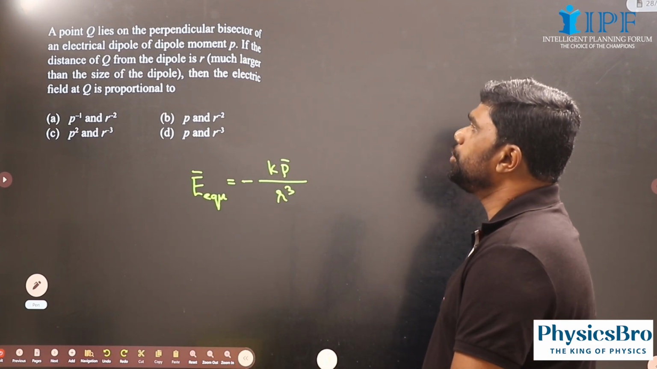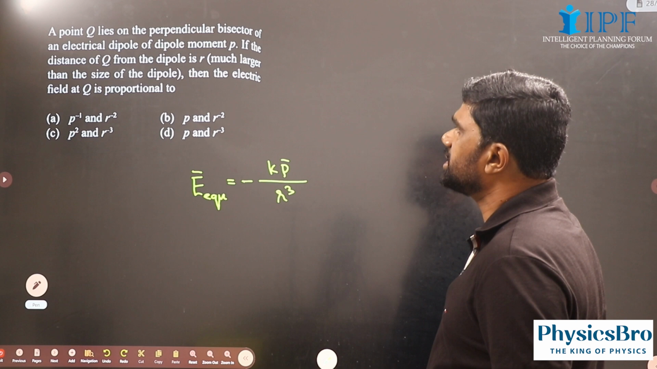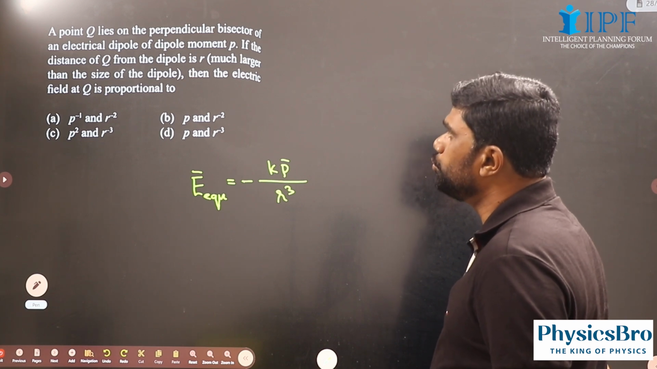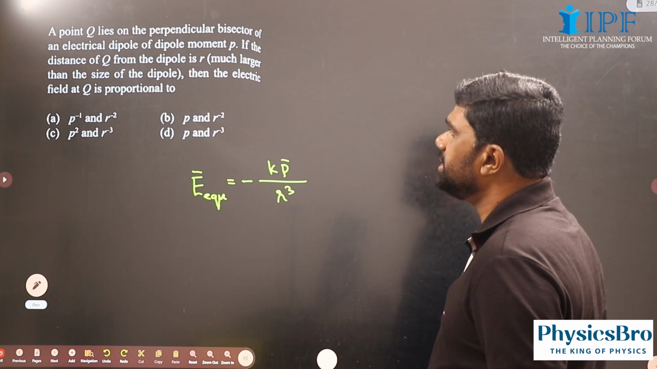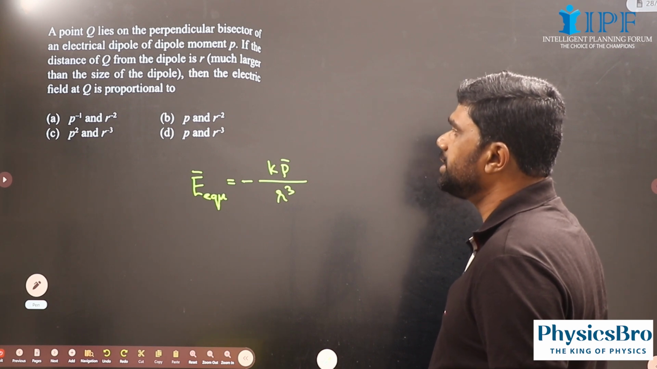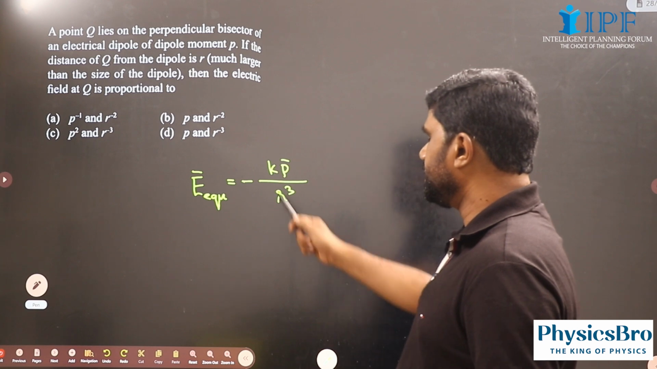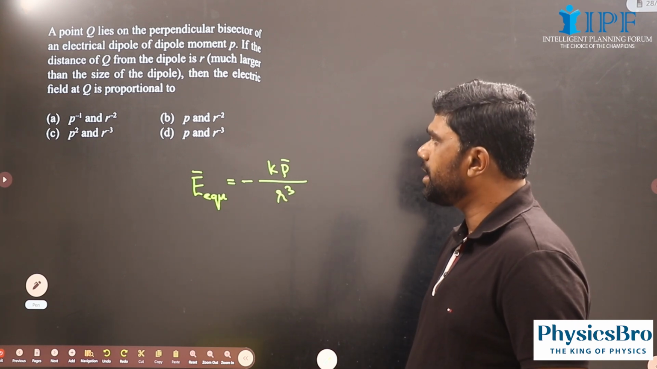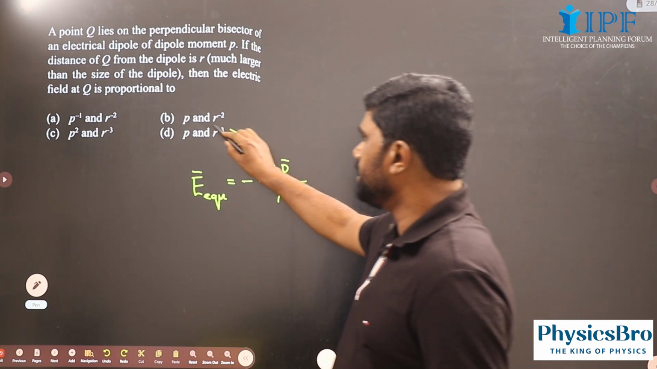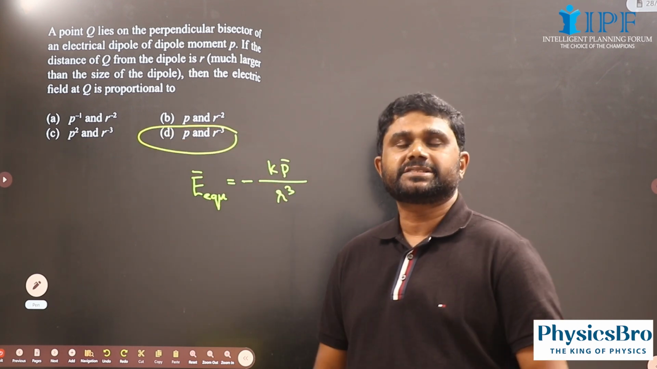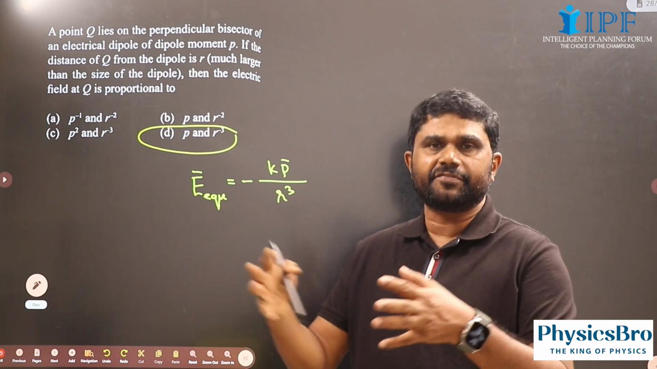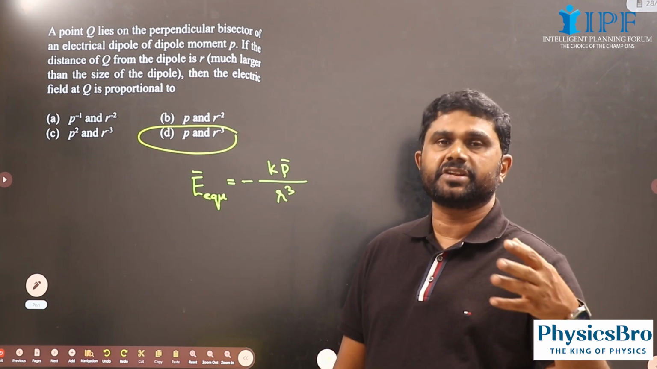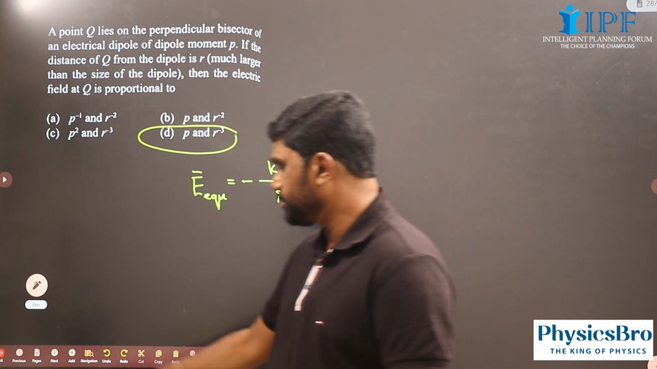Now, a point Q lies on the perpendicular bisector of an electric dipole of dipole moment P. If the distance of Q from the dipole is R, then the electric field at Q is proportional to, that is kP by R cubed. So it is proportional to P raised to 1 and R raised to minus 3. See, some questions are slightly difficult, you may feel, but majority of the questions are very simple. This type of questions you can expect.